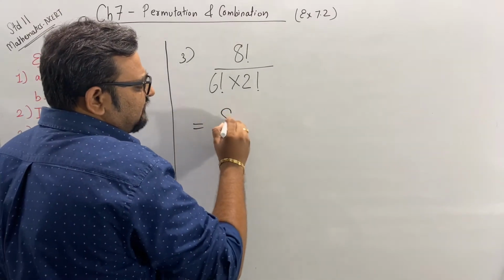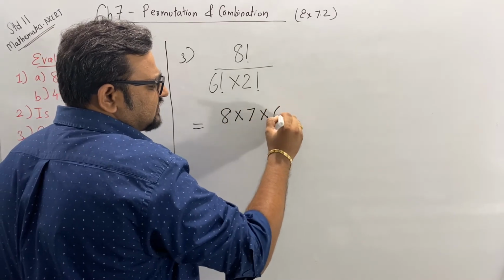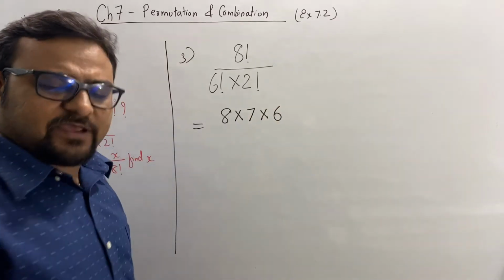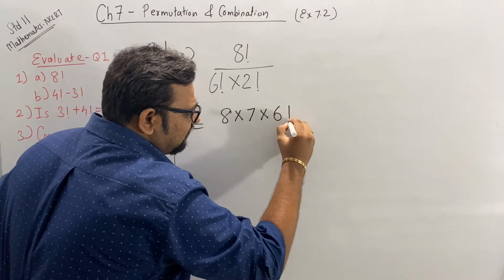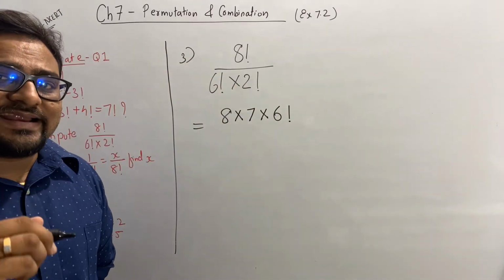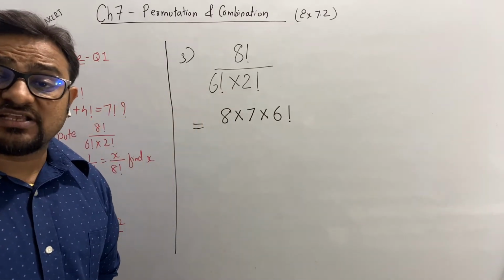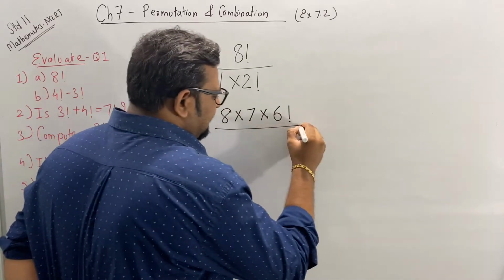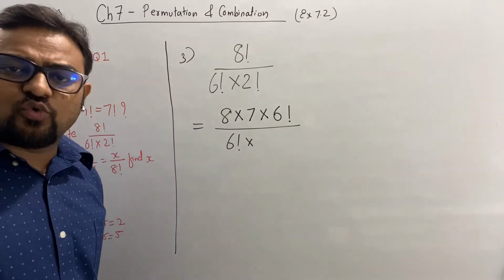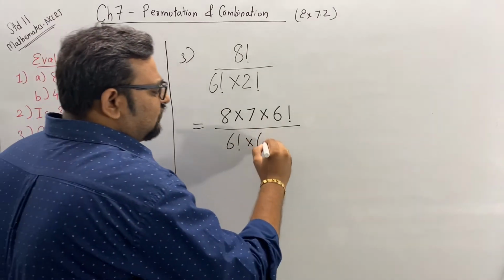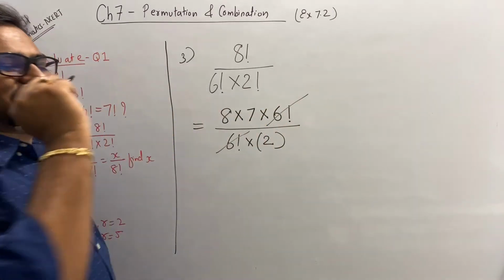Simple way, 8 factorial means 8 into 7 into 6. I need to stop here. I don't want to complete it till 1. So what I will do? Factorial. Why I did this step? Because I saw that in the denominator it's 6 factorial. So this will be equal to 6 factorial. Now what is 2 factorial? 2 into 1, 2. So instead of 2 factorial, I can write down 2. So 6 factorial gets cancelled.